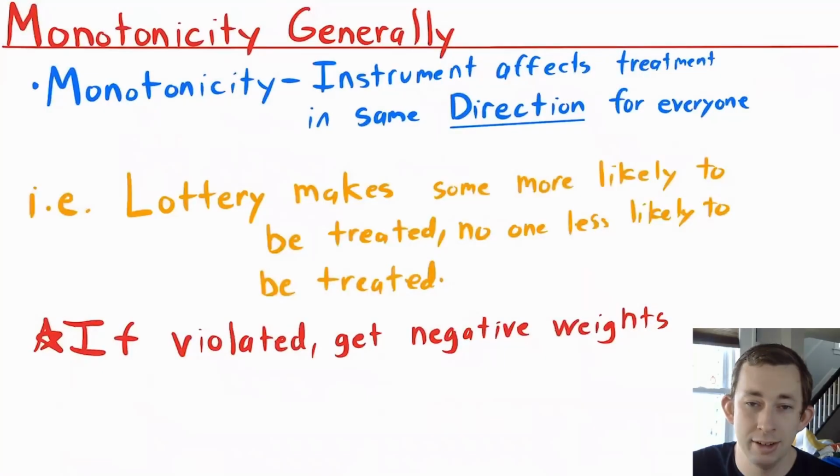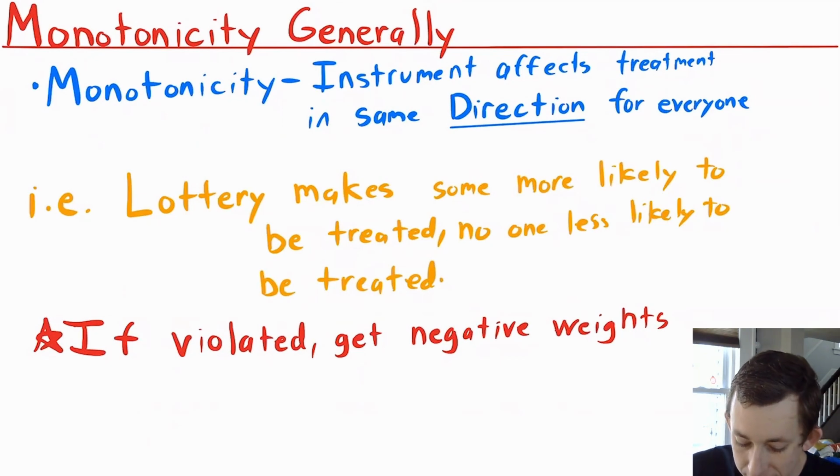The assumption that's violated here, we talked about it last time, is the assumption that there are no defiers, but more generally this is called monotonicity. Monotonicity means that the instrument affects the treatment in the same direction for everyone. So maybe for this cat lottery, it makes everyone slightly more likely to adopt a cat, or not at all more likely to adopt a cat. But the instrument cannot make some people less likely to adopt a cat. It's got to push everyone towards treatment in the same direction. It's got to work one way. That is the definition of monotonicity.